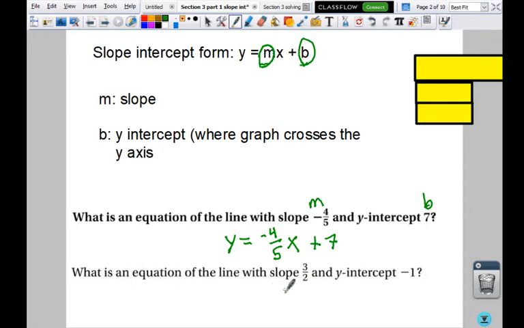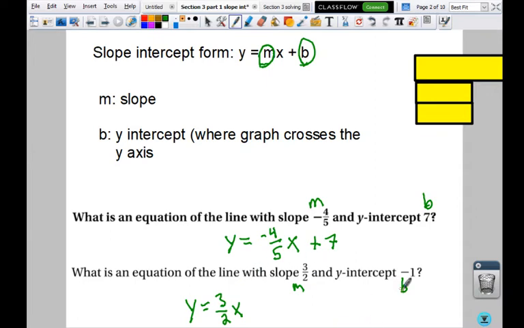If I'm going to look at the second one, what is an equation of a line with slope 3 over 2 and a y-intercept of negative 1? Slope is my m. My y-intercept is b, my negative 1. So I'm just going to fill in my numbers. Y equals 3 over 2. Then I got to put my x right next to it, because it's 3 over 2 times x, even though we're not writing the times. We'll get into that more later. You guys have seen that before, but just to remind you.